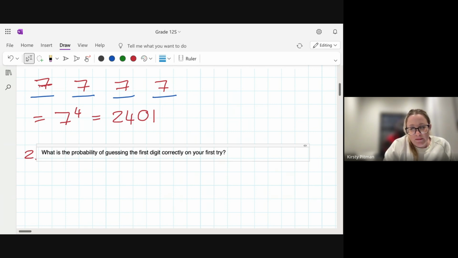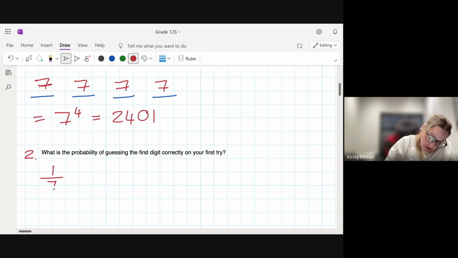Wami's got one answer for me. Anyone else? Well done. You are right. The probability of you guessing correctly on the first try, well, you're going to put any number into there, hey? What's the probability of guessing the first digit correctly on the first try? It's going to be 1 out of 7. Nice. Well done.